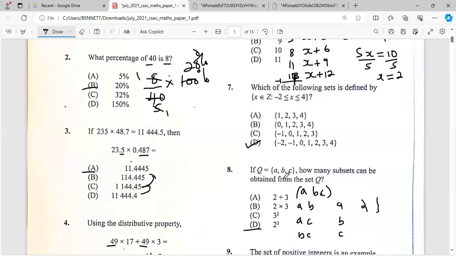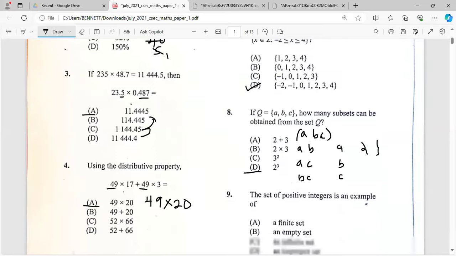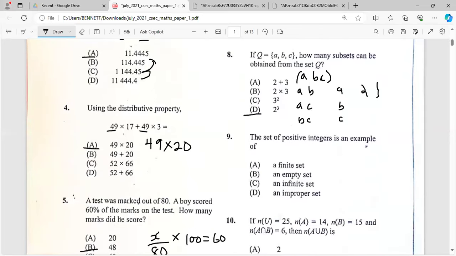But once you see them say how many subsets, count the number of elements, and it's 2 raised to the number of elements. So if it's 4 elements, it's 2 raised to the 4th power. So that's the general formula. All right, for number 9, it said the set of positive integers is an example of. Now, positive integer means there's no ending, right? So that would be an infinite set.